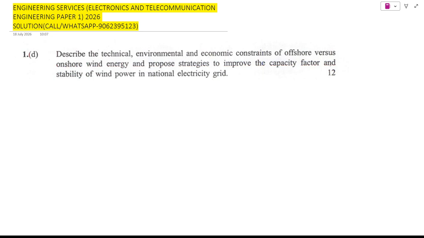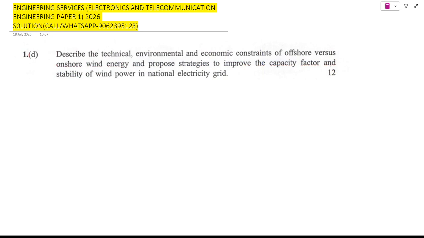Hello everyone, welcome back. And before we solve the question, let me tell you something about the Engineering Services Examination. The ESE conducted by UPSC is one of the toughest engineering examinations in India, and it does not merely test whether you know the definitions or not. It checks whether you can compare the technologies, analyze engineering problems, and suggest practical engineering solutions. And today's question is an excellent example of that.